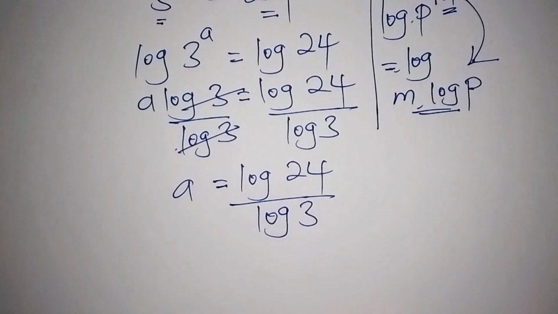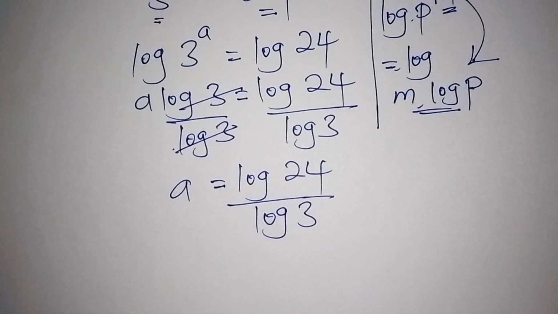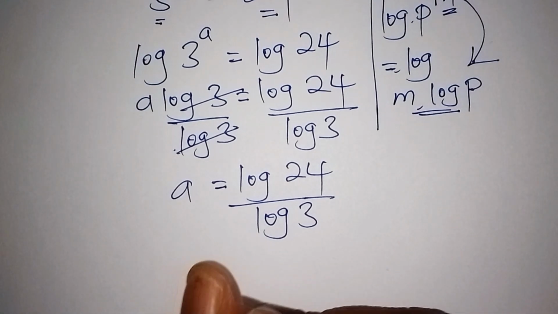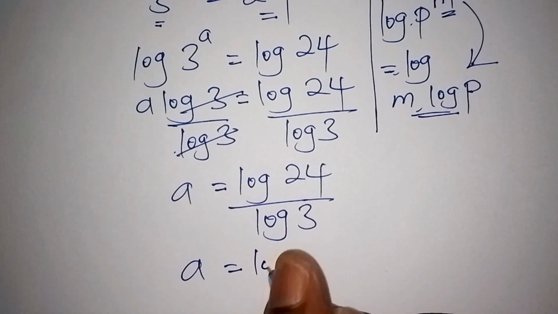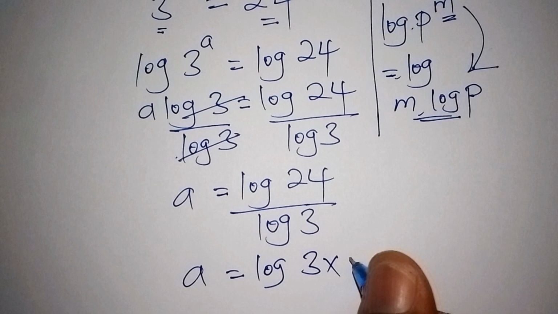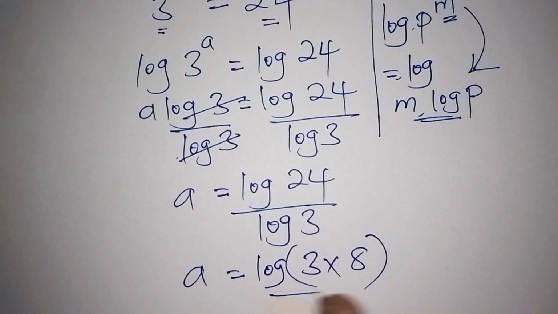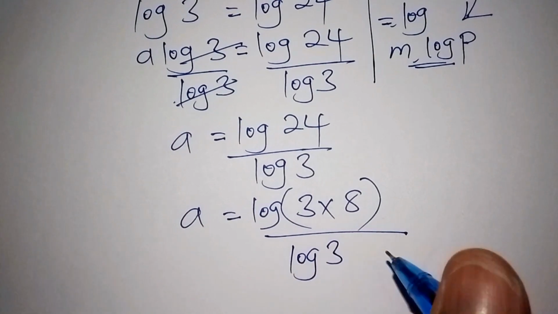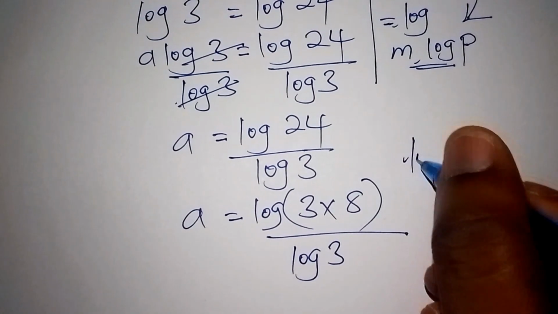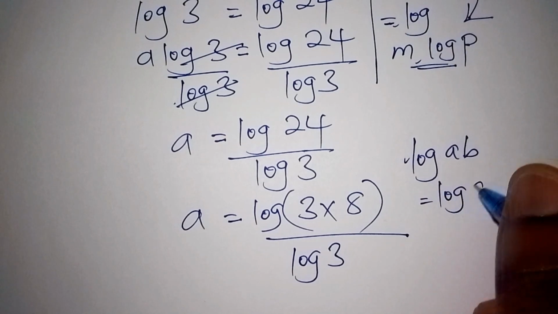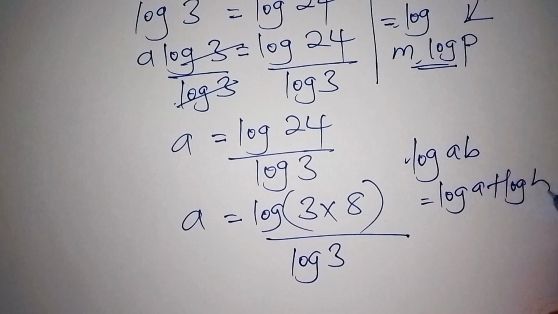That is not the final answer. When you reach this particular point, you shall get lesser marks. So now our a is equal to, the log of 24 can also be written as the log of 3 multiplied by 8 all over the log of 3. Assume we have the log of ab. This can also be written as the log of a plus the log of b.